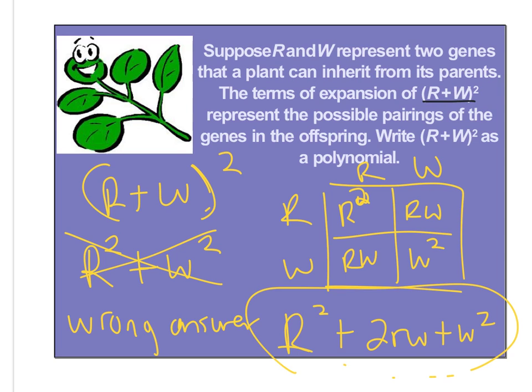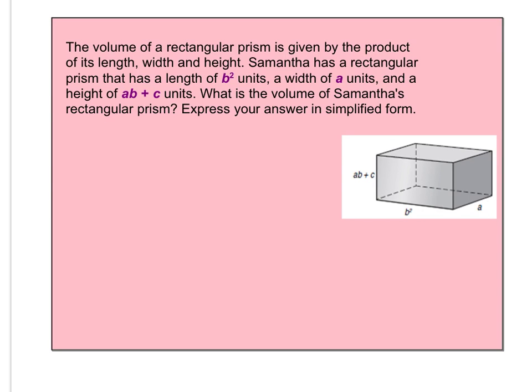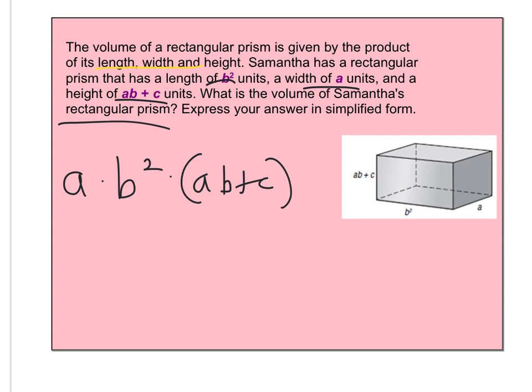Right there. So here, volume of a rectangular prism is given by the product of length, width, and height. So you have width of A, length of B squared, height of AB plus C. Figure out the volume in simplified form. So you're actually going to take A times B squared times AB plus C. So you have AB squared, AB plus C.